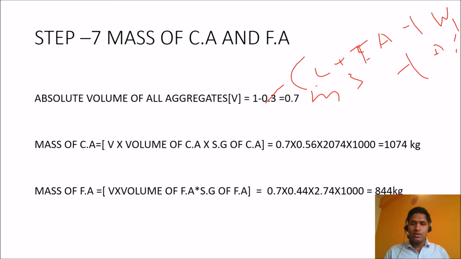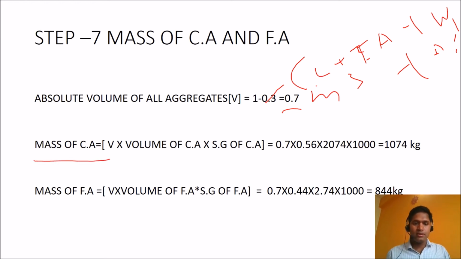So if you subtract from 1 cubic meter, 30%, that is 0.3 cubic meter, is the volume contributed by other ingredients except coarse aggregate and fine aggregate. Then the absolute volume of all in aggregate becomes 0.7 cubic meter.